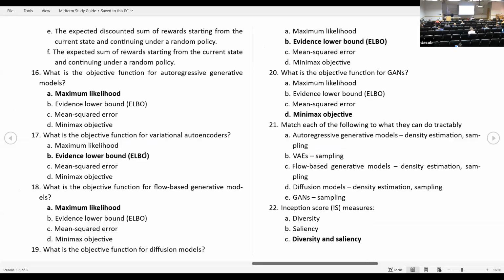The ELBO, the evidence lower bound, applies to variational autoencoders, and it also applies to diffusion models. The derivation for the evidence lower bound for diffusion models is similar to the derivation for variational autoencoders, but it's a little more hairy, and so we didn't do the whole derivation in class.